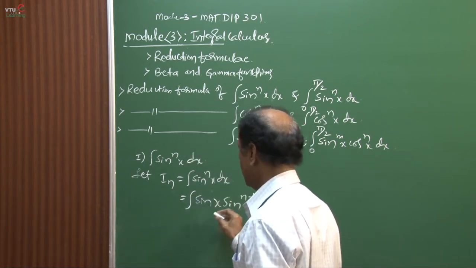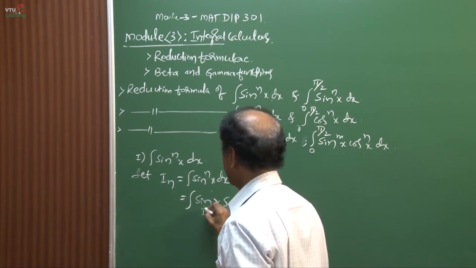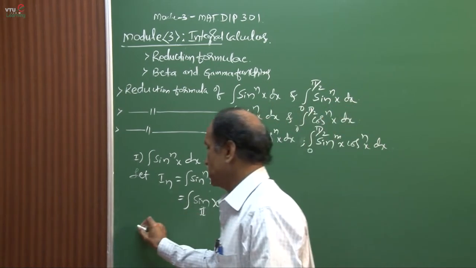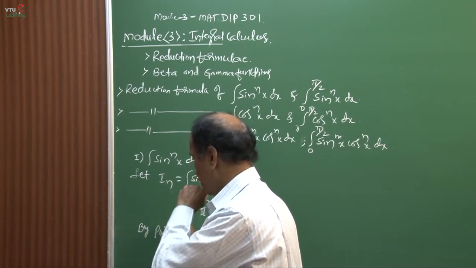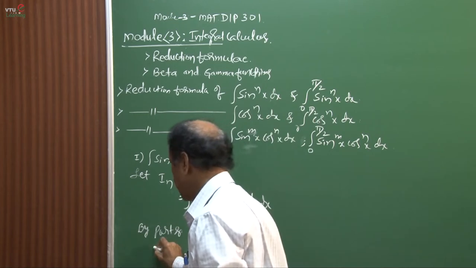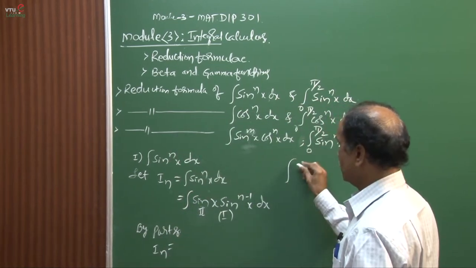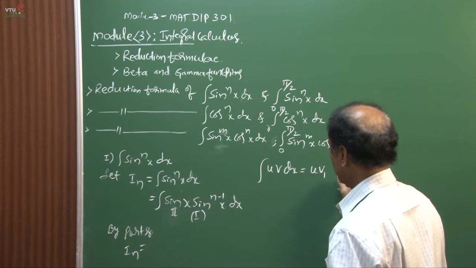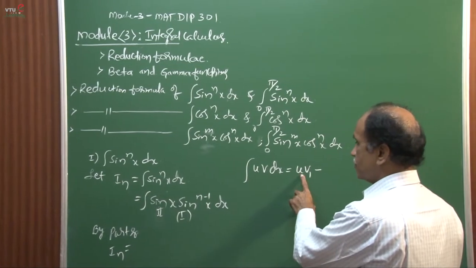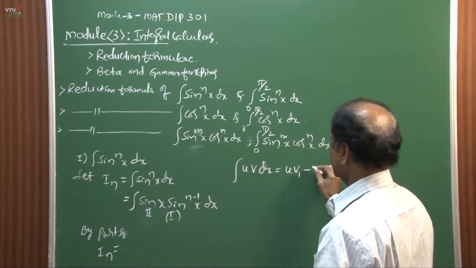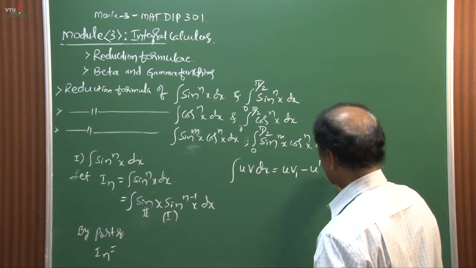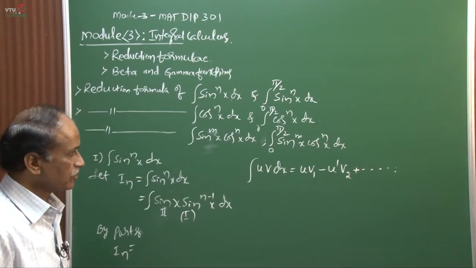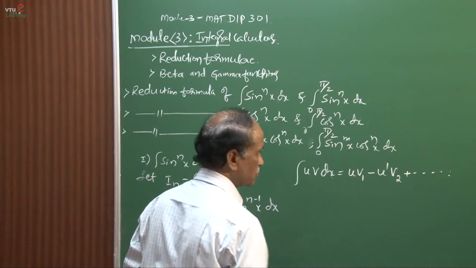I will put this afterwards in another form, first function, second function, in the next step. Okay. Now, this is by integration by parts. Then I n, what is the integration by parts formula? That is integral of u v dx is equal to u into v1 minus, that is, first function into integral of second function, minus integral of the differential of first function, u dash, into v2, and plus so on. This is called the generalized formula for integration by parts, where u and v are functions of x.